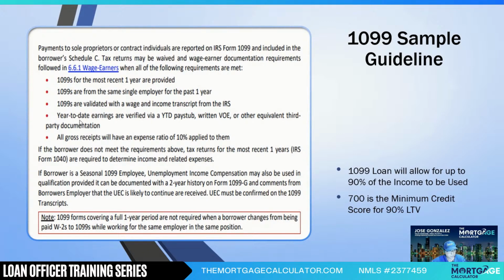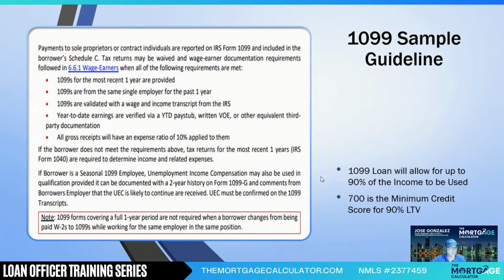And year-to-date earnings are verified via a year-to-date pay stub, written VOE, or other equivalent third-party documentation, right? So we mentioned all these points. And last but not least, all gross receipts will have an expense ratio of 10% applied to them. Amazing. That means we get 90% profit margin. So only if the borrower does not meet the requirements above would we need tax returns to verify income. But we already know that my borrower meets the requirement. So we got 90% of the income is what we can use, and 700 is the minimum credit score for 90% LTV as well, by the way.